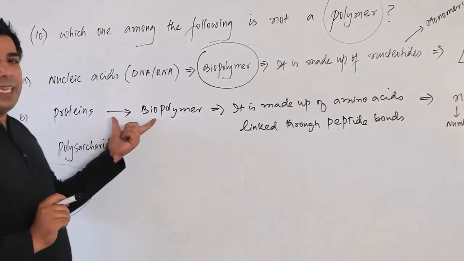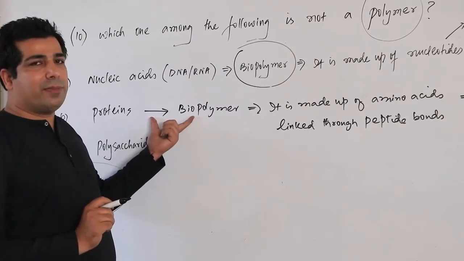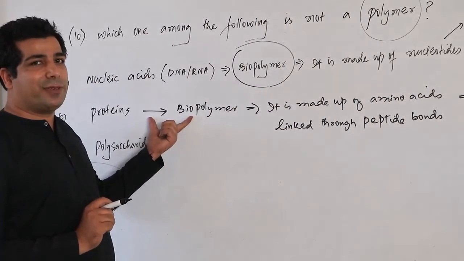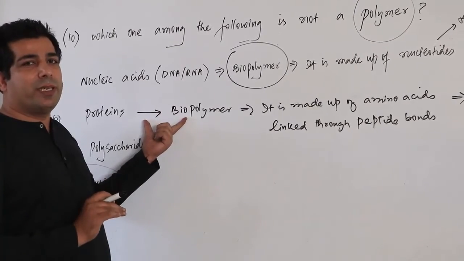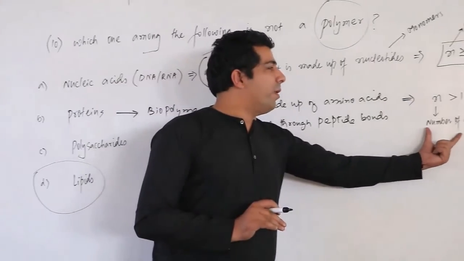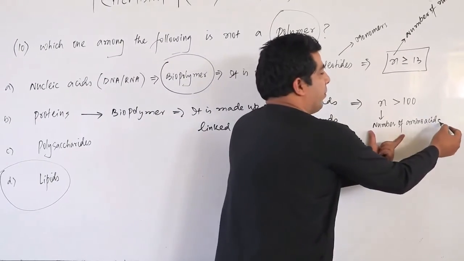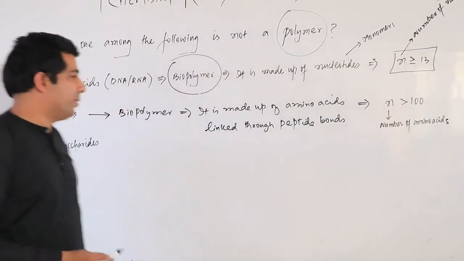There are exceptional cases also. I discussed last time. An exceptional case like insulin is there, okay? That has only 51 amino acids and that is also a protein. But usually the number of amino acids in a particular protein should be greater than 100.